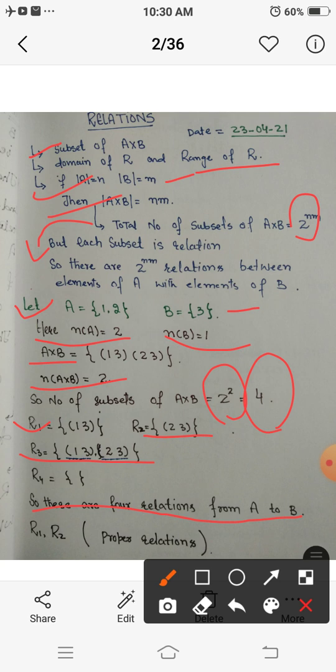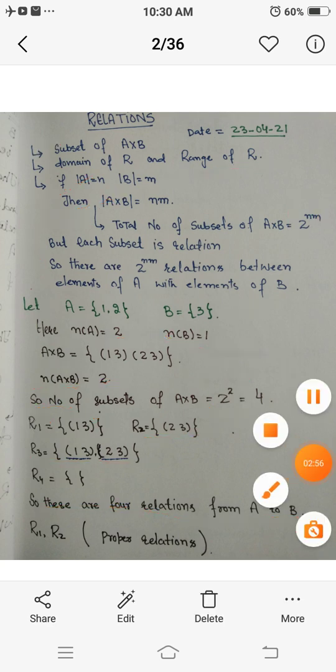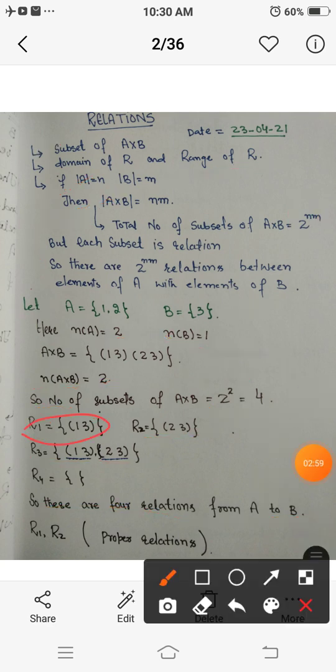Now here this subset R1 and R2 subset of A cross B is a proper subset, because these sets are neither empty sets nor are they equal to the given set. So this means that these are the proper subsets. When we consider proper subsets as a relation, then these subsets give us the proper relations between A and B. So here we have 2 proper subsets, hence in this way we have 2 proper relations from set A equals {1, 2} and set B equals {3, 4}.